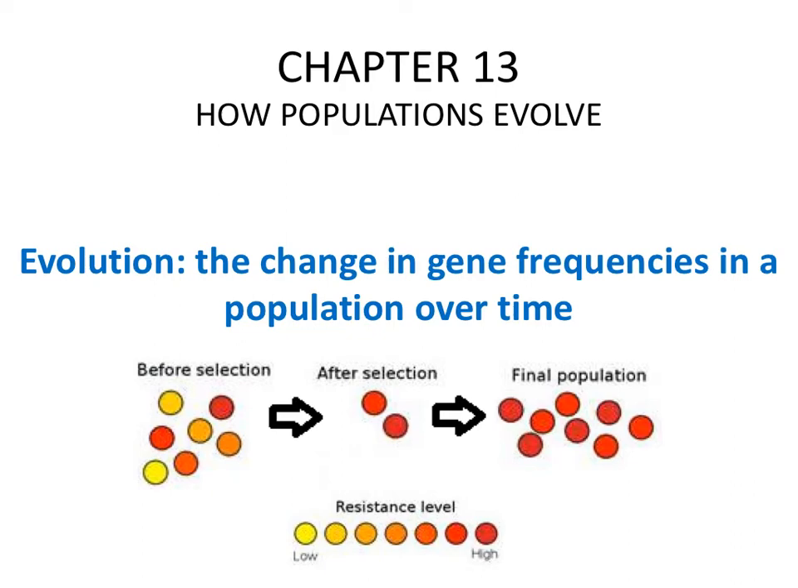Hi AP Biology students, welcome to your first set of notes. We are going to start the year with chapter 13, which is about natural selection and how populations evolve.